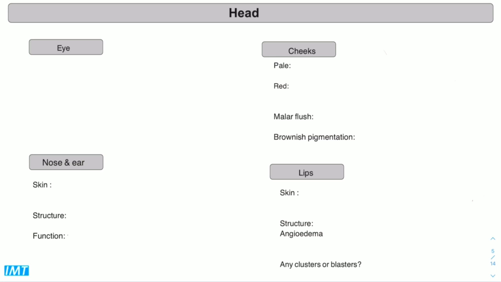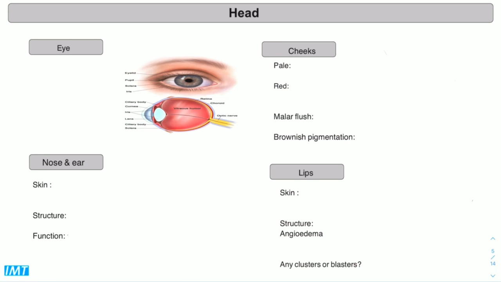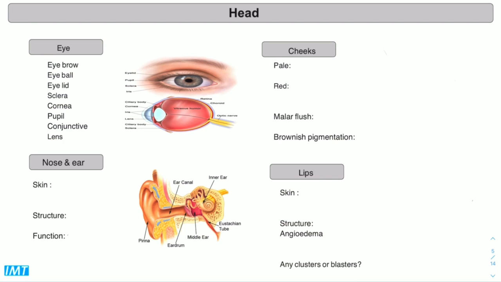Next thing to assess is the head. Assessment of the eyes: first of all, we will assess the eyebrow and eyeball. We also assess the eyelids, sclera, cornea, pupil, conjunctiva, and lens, all of them together to identify or try to notice any pathology.